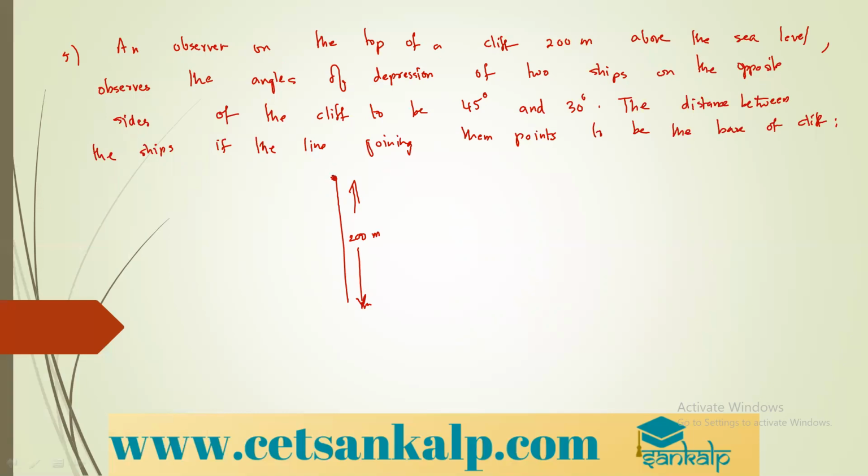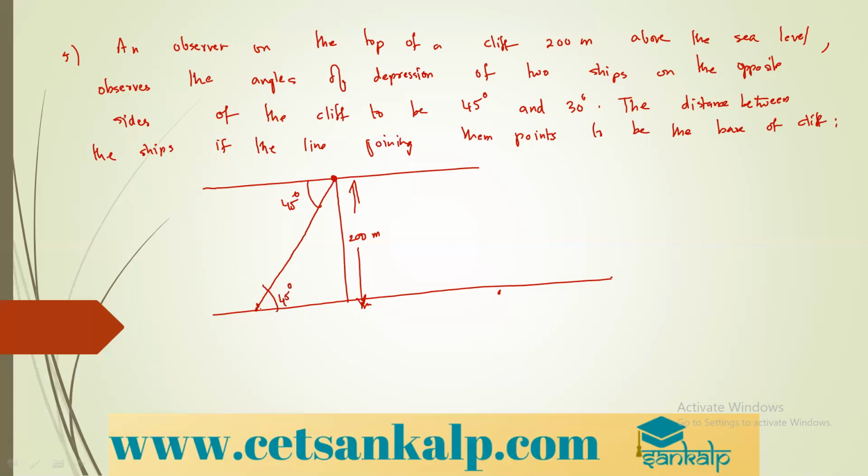So the observer is standing on the top of the cliff. Now he observes two ships on the opposite sides of the cliff. When he observes the first ship, the angle of depression is 45 degrees. So this is the sea level. That means this angle also will be 45 degrees. Now when he observes the other ship here, that time the angle of elevation is 30 degrees. That means this angle will be 30 degrees.